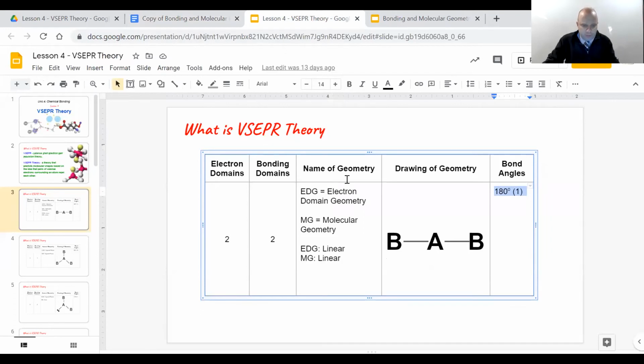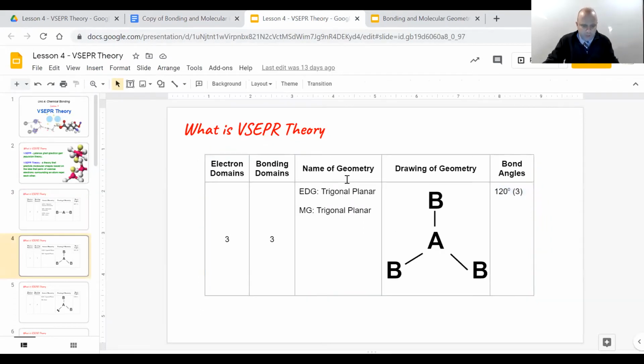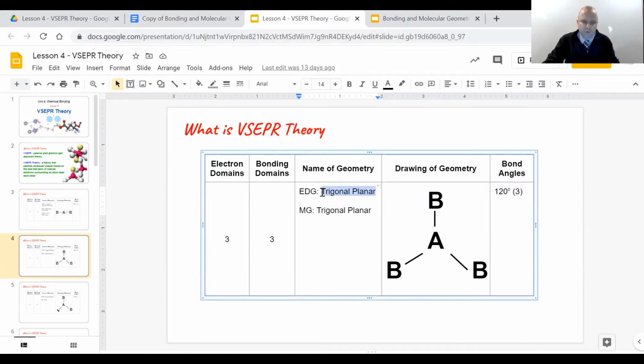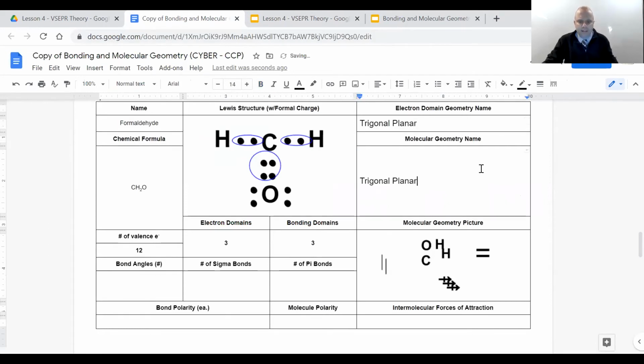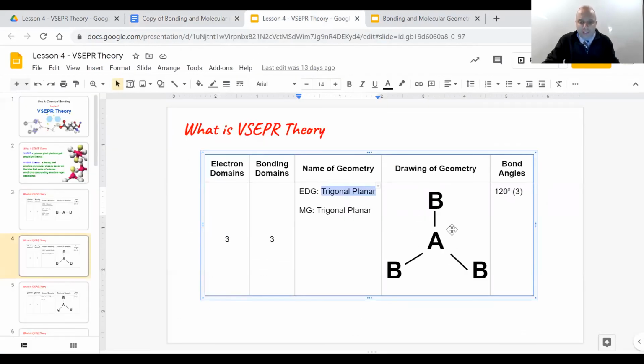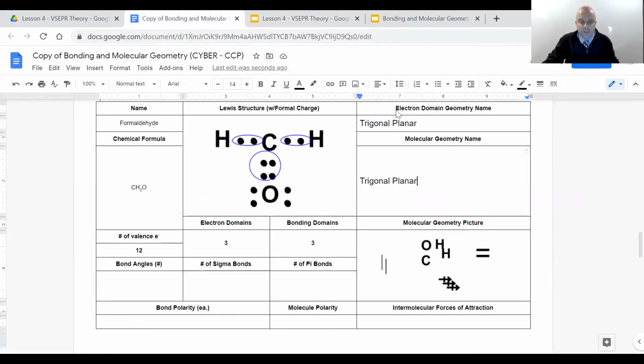Okay, so let's go back to our list here. So we have 3 and 3. So trigonal planar and trigonal planar. So we can copy and paste that into both spots, here and here. Now we're going to make our picture, and our picture should look like this. Almost looks like kind of like a triangle. So we're going to have our carbon in the center, and then 2 of the hydrogens, and then an oxygen.